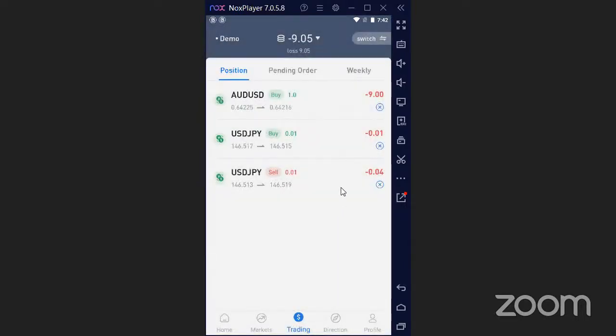So let us just look at this. You see, I'm already losing $9. Why are those reading 0.0, 0.01, 0.04? Why am I losing so much here? Because I opened it with 1. I didn't look at this. I opened this with 0.01.